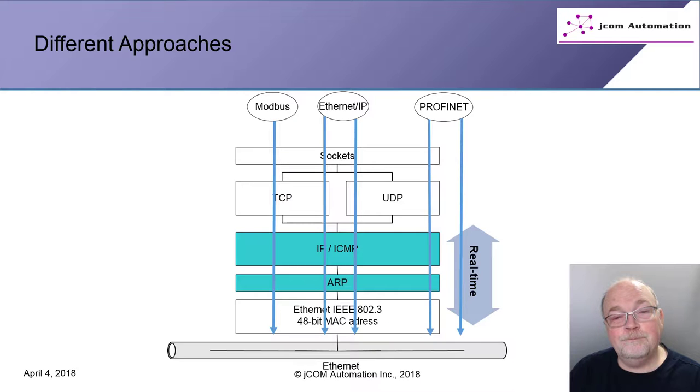Profinet approached things quite a bit different. It said, well, to set up communications, we're going to use UDP because we still want to set things up fast, but for actual control data, we're going to use our own stack called real time. And because we're essentially bypassing a lot of the standard stack, we make it fast. And so as a result, Profinet is much faster and with less dither than Ethernet IP.